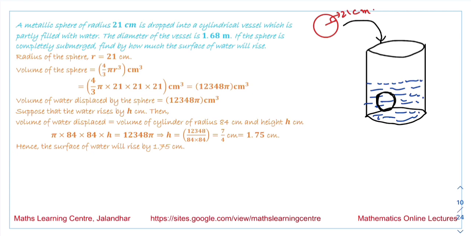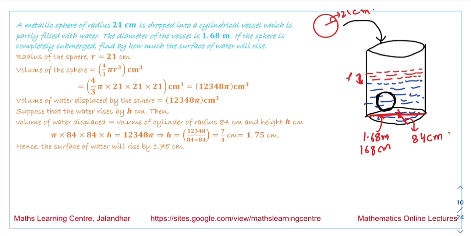And when we place this sphere in this vessel, the level of water will increase. Suppose the water level increases to this point. Now we have to find how much level of water has increased. If the diameter of this vessel is 1.68 meter, that is 168 centimeter, so the radius of this vessel will be 84 centimeter.